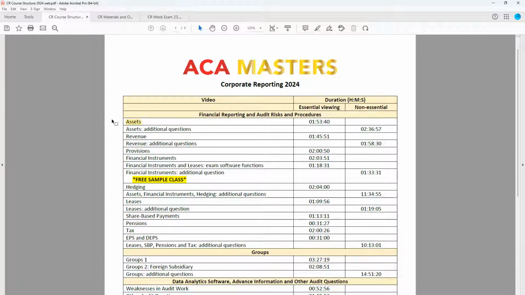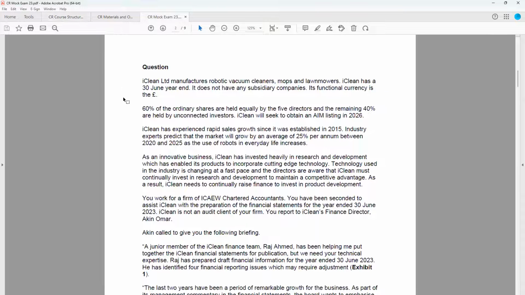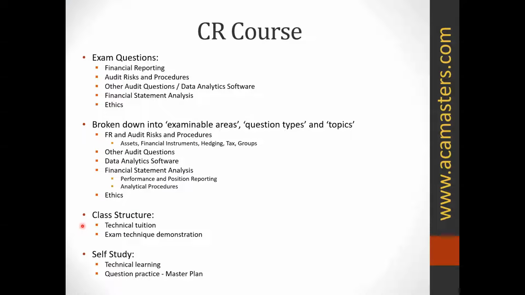The way that the classes are structured is I'll firstly teach you the key technical content in a nice, easy to understand, simplified way. Immediately after, I'll then go to some recent exam questions and work through the question to demonstrate how to apply that technical content in the exam. So as soon as I've taught the technical content, I will immediately demonstrate how to apply that in an exam context by working through recent exam questions.